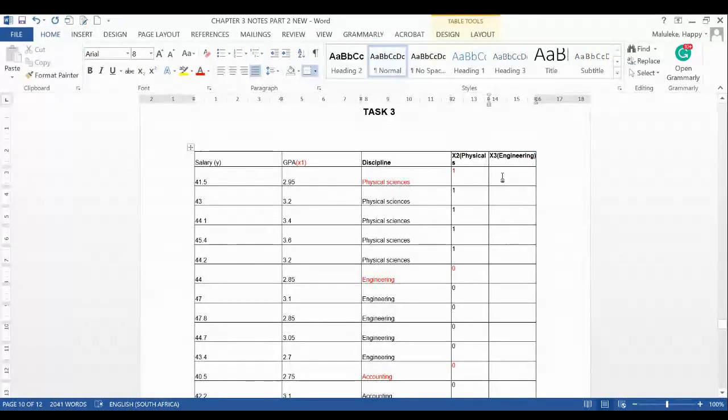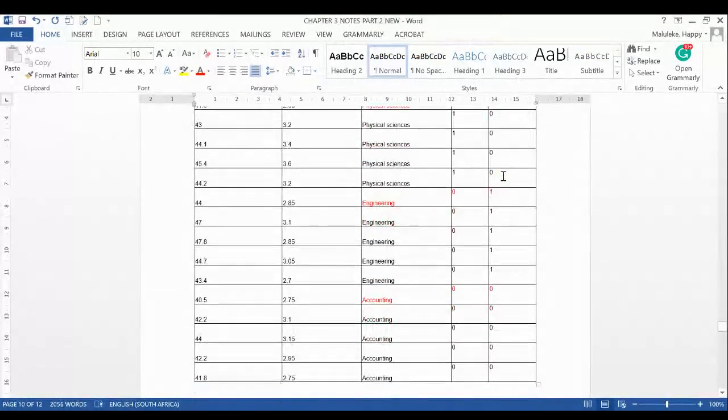Engineering, what do I do here? 0, 0, 0, 0, 0. 0, 1, 1, 1, 1, 1, 1, 0, 0, 0, 0, 0, 0. Zeros. You see?